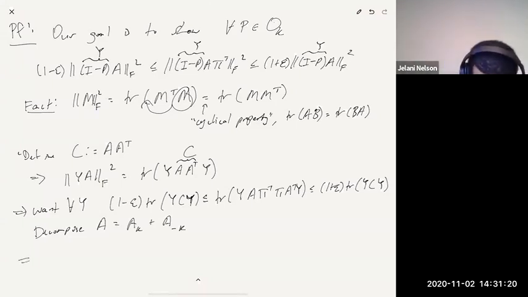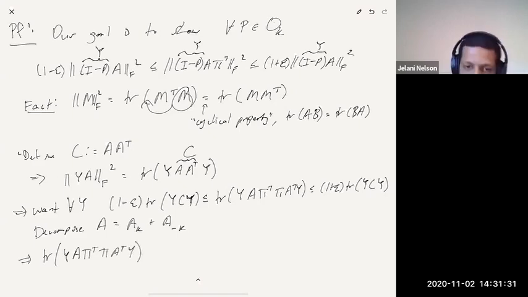And that implies that if you look at the trace of Y A pi transpose pi A transpose Y. Okay, I know that again, that's a mouthful. So now I'm going to substitute in A as AK plus A minus K, and I'm going to substitute it again in, this is the same as AK transpose plus A minus K transpose. And then I do some distribution. I'm going to get 4 terms, right?